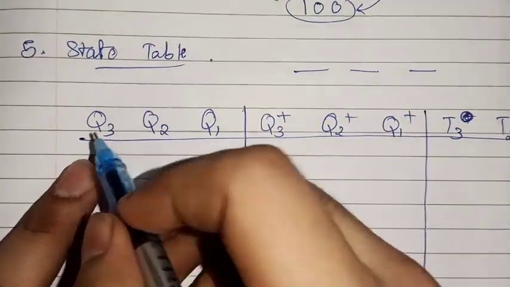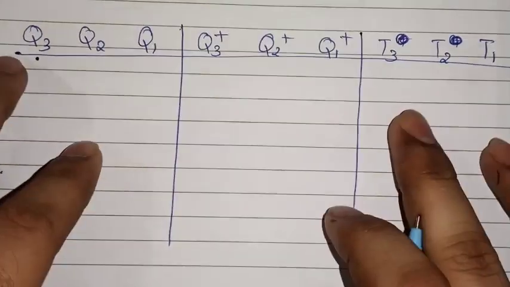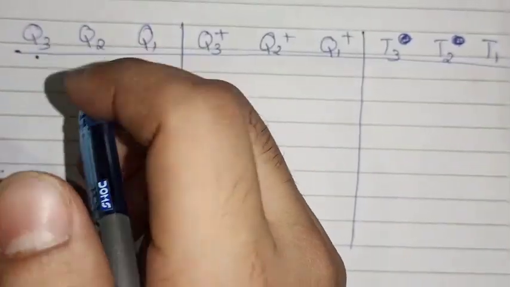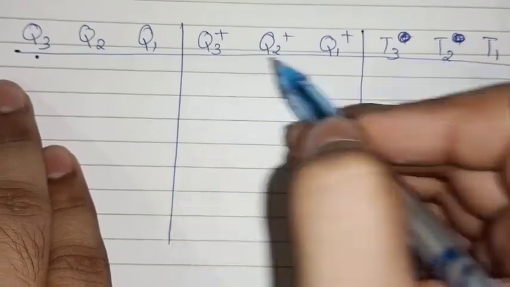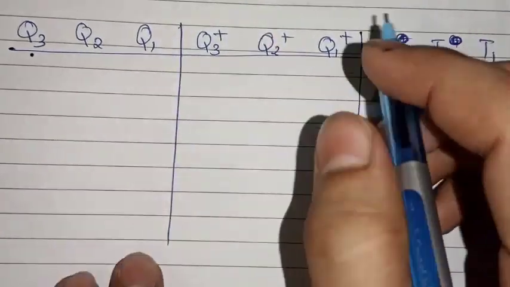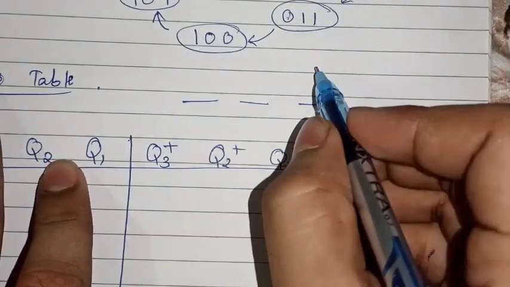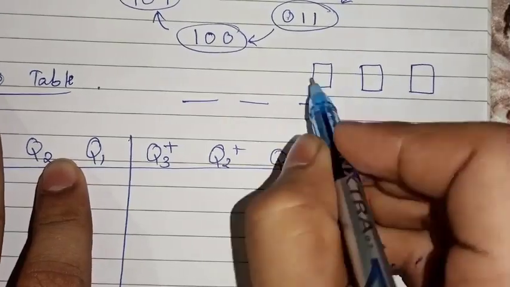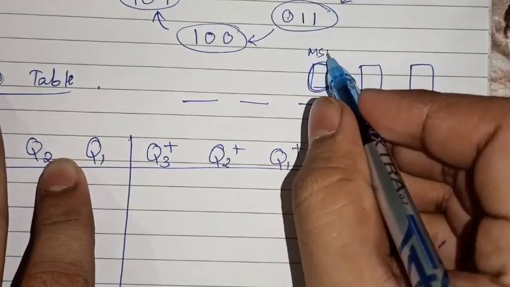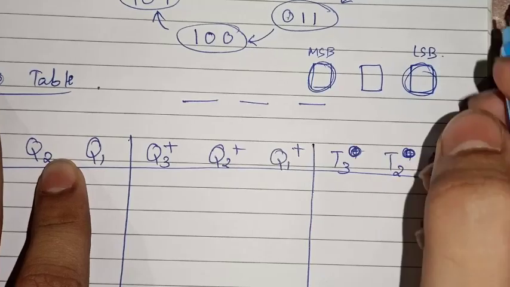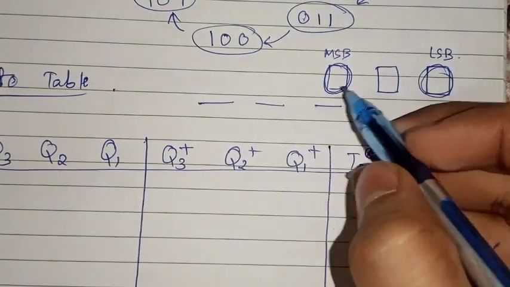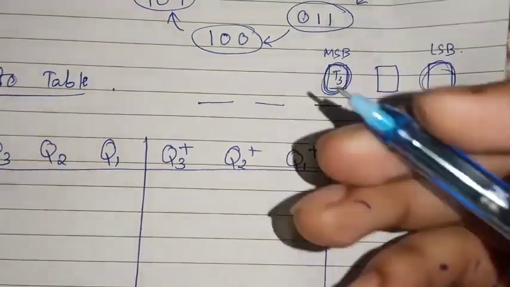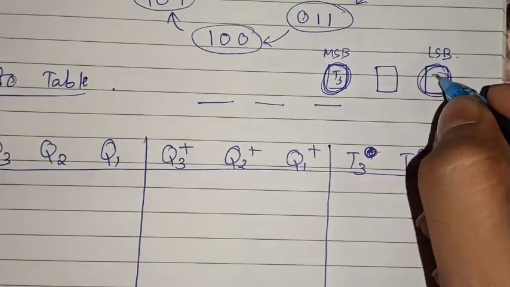So what is Q3? Sorry for the interruption, guys. Let me make it clear what Q3 is. Q3, Q3 plus and T3 relate to a single flip-flop. All of our flip-flops would be arranged in this manner. This is the flip-flop that would represent the most significant bit, and this is the flip-flop that would represent the least significant bit. I'll show you in Logisim when I'll be making the circuit. So this MSB is the T3 flip-flop. I named it T3 for my convention. And this one is the T1.